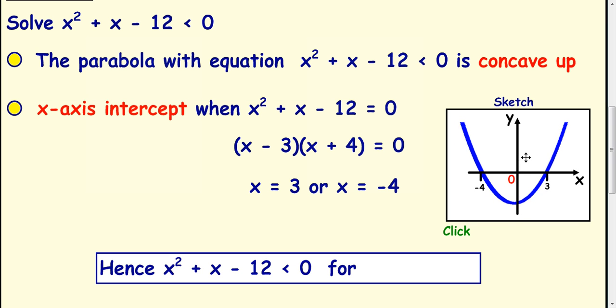So how do we write that? We want to say all the x values between negative 4 and 3. Well, negative 4 is less than x is less than 3. And that's the answer.